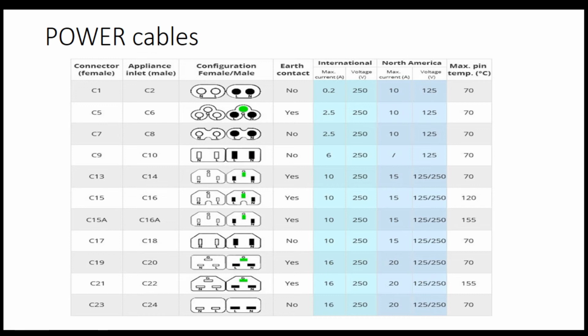Moreover, there are different types of power cables, as you can see here, there is C13, C14, the female and the male. Also the shape of female and male for each type of power cable socket. You can see if there is an earth contact or not, the maximum current that can be drawn from this socket, and also the voltage, international and North American. In addition, the maximum pin temperature allowable for this pin.